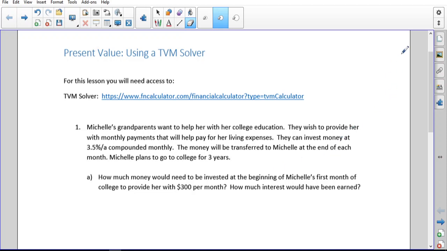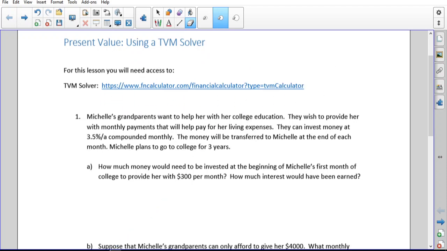In this lesson, we're going to revisit the TVM solver, but this time show that it works with present value annuities as well. If you want to visit this TVM solver, there's the link for you there, the same one we used in the previous lesson. I'll just bring it up. There it is right there. Then we can get started.